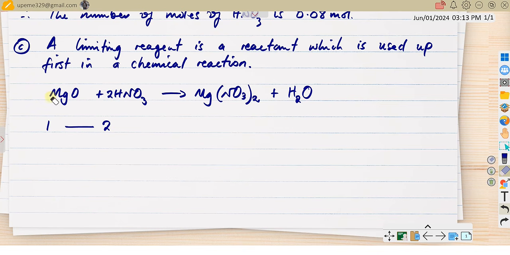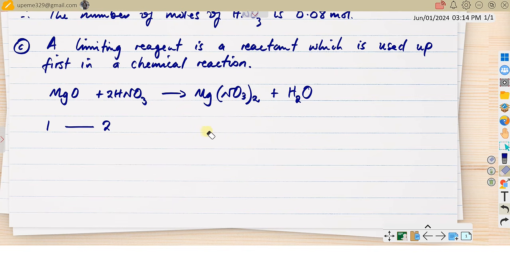You can have 1 mole of magnesium, it will require 2 moles of nitric acid for the reaction to go out completely, for the two of them to react equally, so that none of them is an excess or a limiting reagent. Both reactants finish completely to form this. That's what happens in this chemical reaction. That's what we call a balanced chemical reaction.